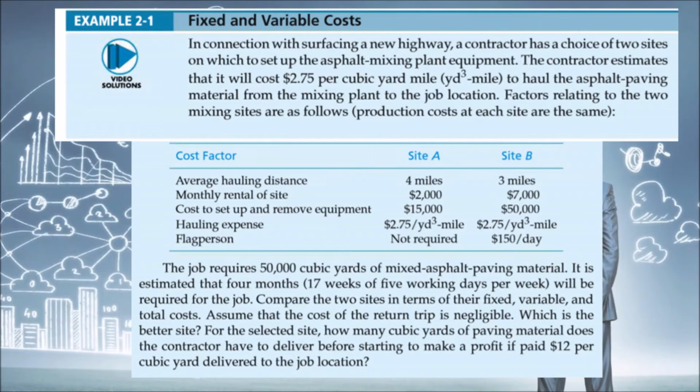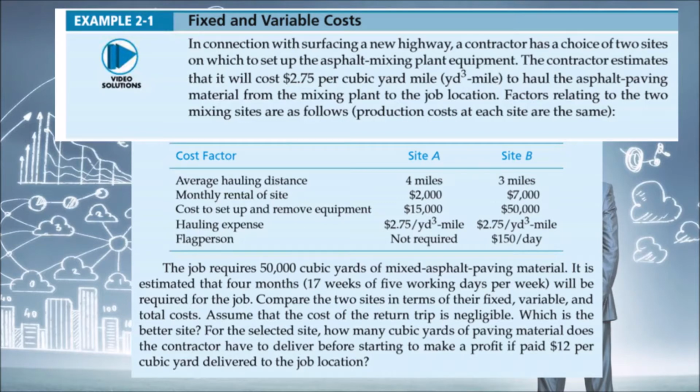We have Example 2-1, fixed and variable cost. In connection with surfacing a new highway, a contractor has a choice of two sites on which to set up the asphalt mixing plant equipment. The contractor estimates that it will cost $2.75 per cubic yard mile to haul the asphalt paving material from the mixing plant to the job location. Factors relating to the two mixing sites are as follows.